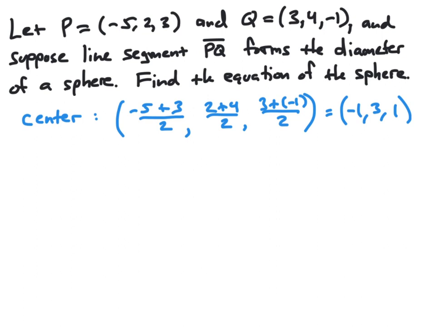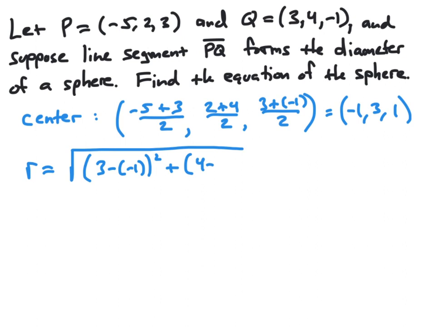We also need to find the radius of our sphere, and we can do this in a couple different ways. One possibility is to compute the distance between the center, which we now know is (-1, 3, 1), and one of the given points P and Q. Here we're going to find the radius as the distance from the center to the point Q. Using the distance formula, we have the square root of (3 minus -1) squared plus (4 minus 3) squared plus (-1 minus 1) squared.